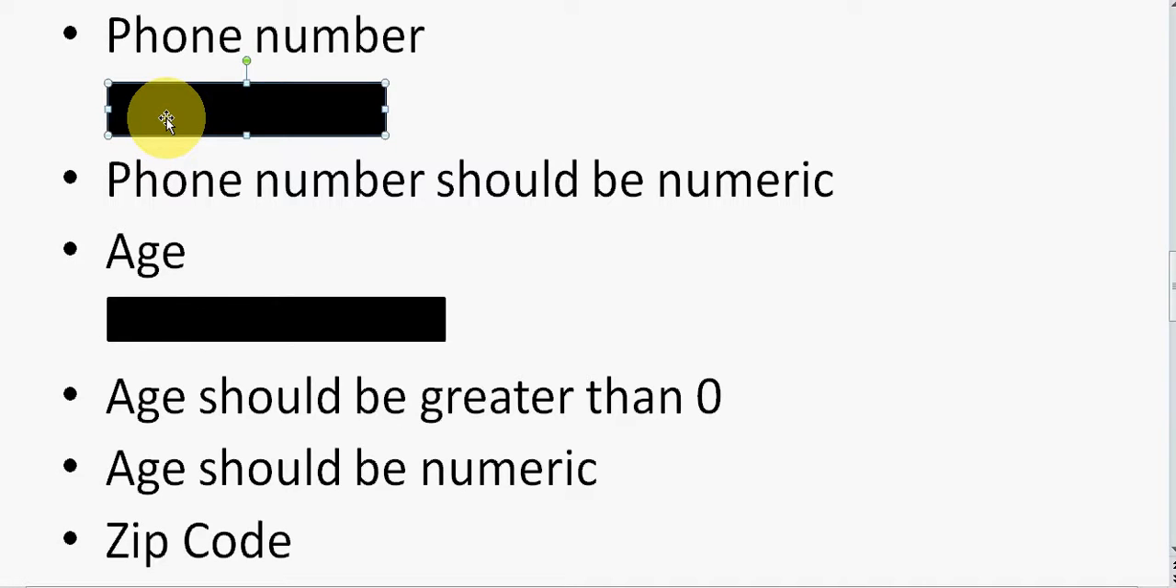Phone number. Now, a phone number should be numeric, but the user can enter alphabets. So it should give an error message. A phone number should be numeric because the system is not going to accept alphabets, and if at all it accepts, then it's going to create problems. So phone number is an easy example.